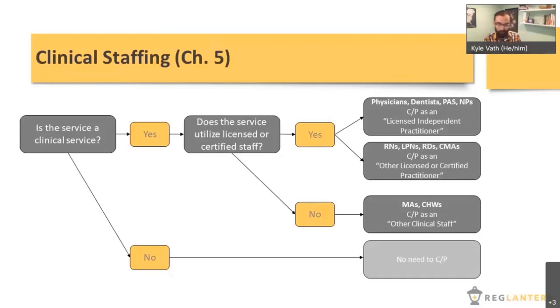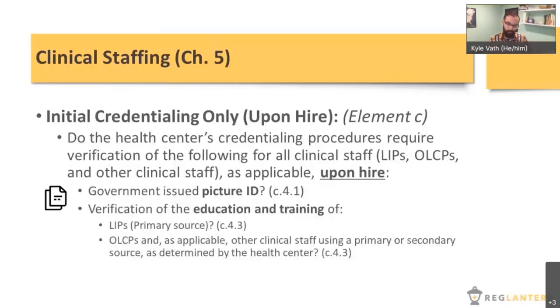If it is a clinical service, then we ask ourselves the question, does the service utilize licensed or certified clinical staff? So if it's yes, then they are an LIP or an OLCP. So those are pretty simple. If it's no, so if it's a clinical service staff member, and they are not required to be licensed or certified, then that's a no, and they would be classified as other clinical staff. So again, LIPs, OLCPs, and other clinical staff all need to be in your policy and all need to be credentialed and privileged.